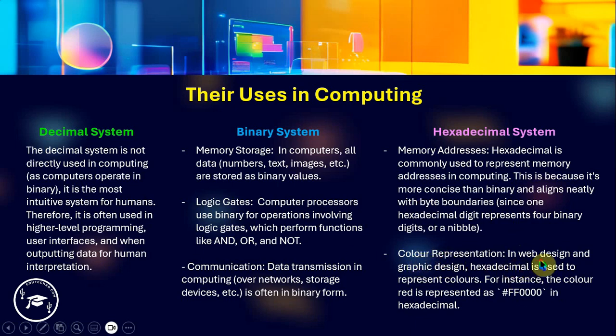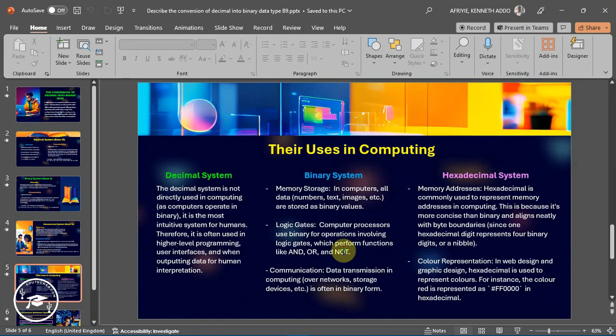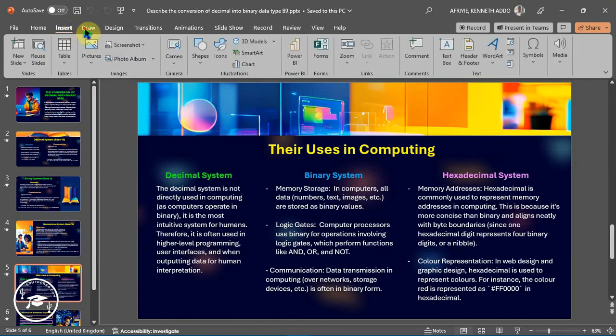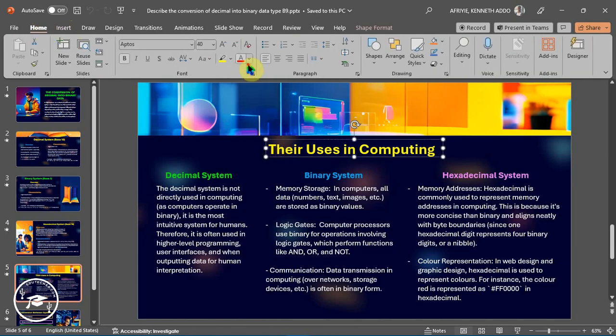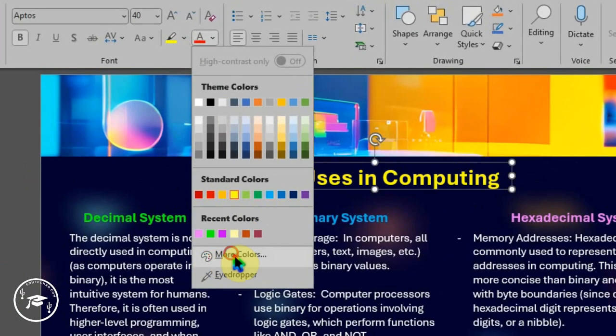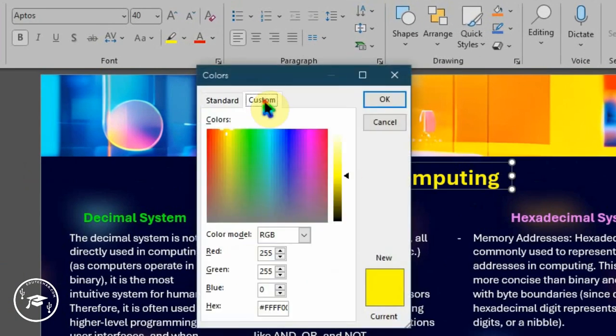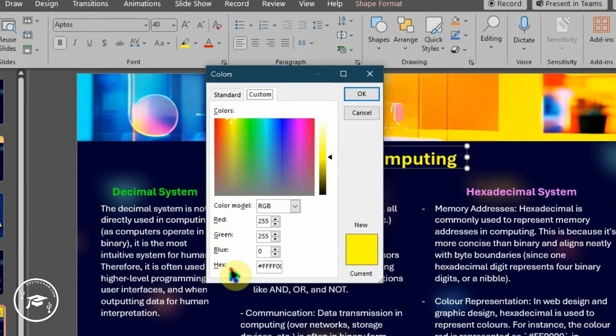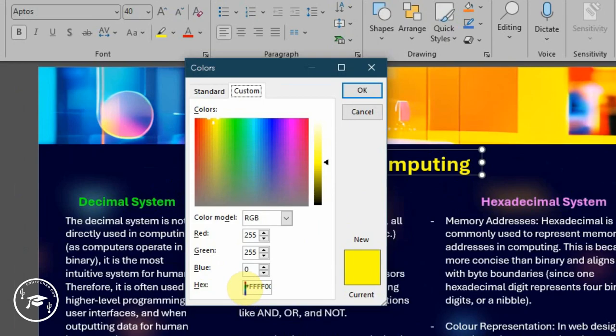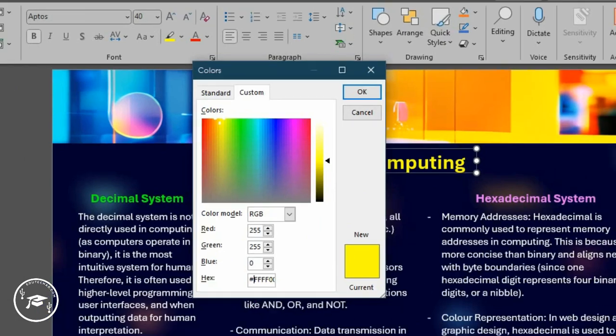Then color representation. In web design and graphic design, hexadecimal is used for representing colors. Let's quickly look at how hexadecimal helps in representing colors. Let's say I take this header and I want to change the color. I go to the font color, then more colors, then custom. You see here hex. Remember when we were discussing it, we said the short form can be hex. You see the hex number here. They've given a representation.